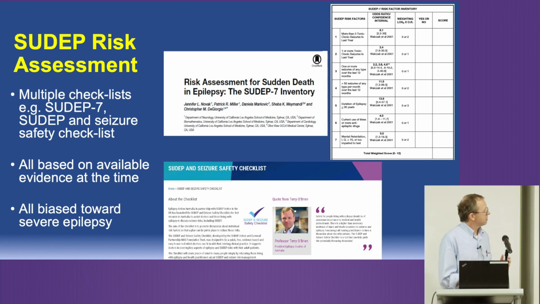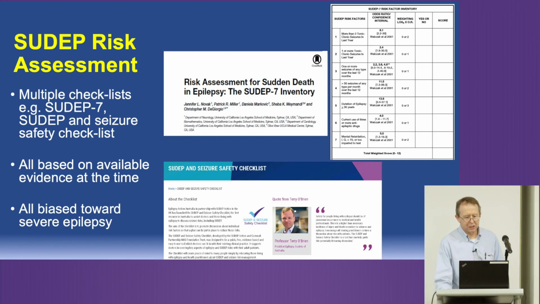With all these factors, a number of epilepsy websites have generated checklists. You can go in there and tick the boxes, and if I've got all these, I'm at risk of SUDEP, I need to do something about it. And they're probably vaguely helpful.